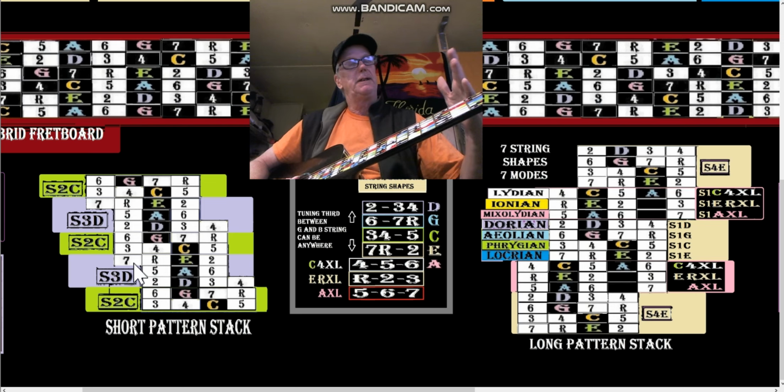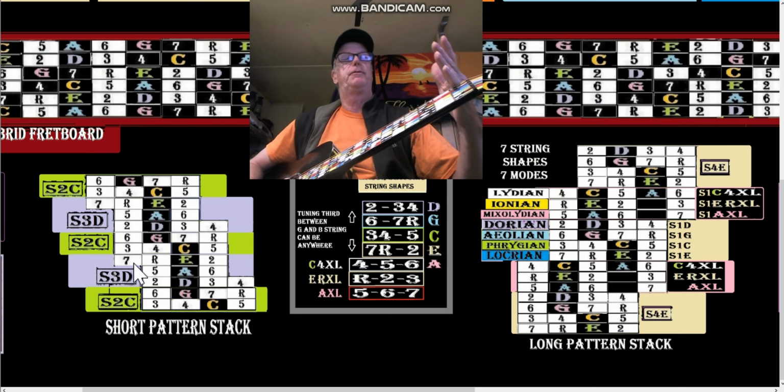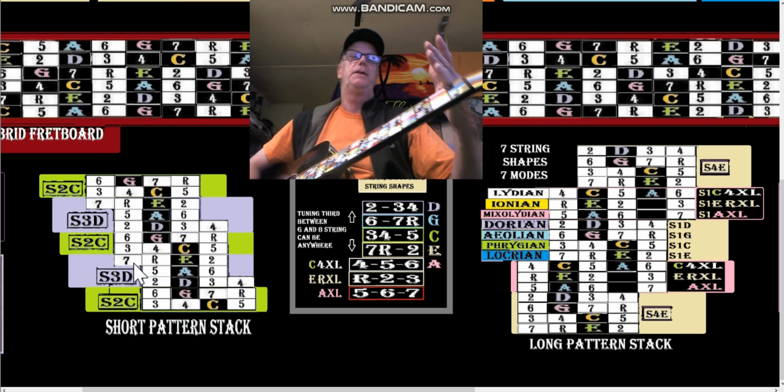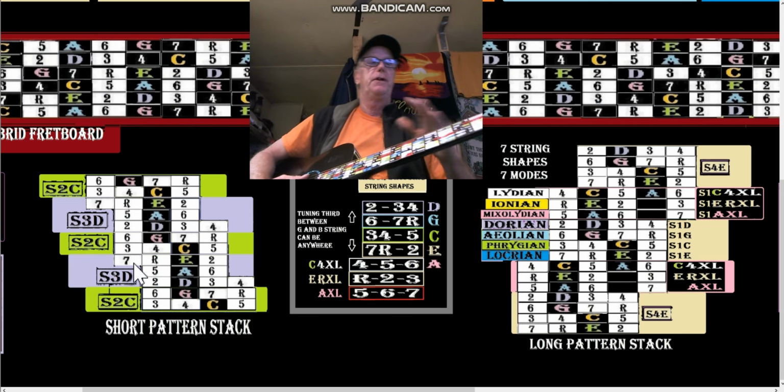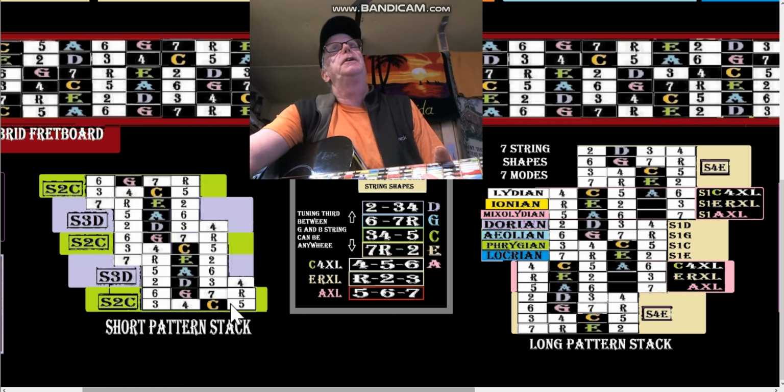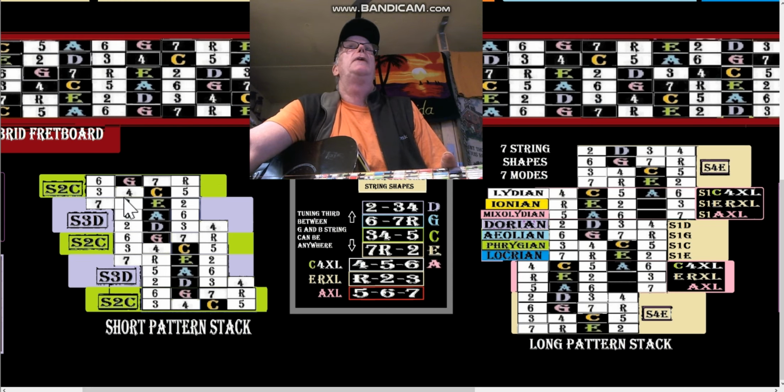So we have to play at least 1 fret up from the capo or the fret nut to play the short patterns, because in 6 they're not going to go that way that much. As a matter of fact, if we go around the circle of 4ths, they actually start going to the right. If you can believe that.